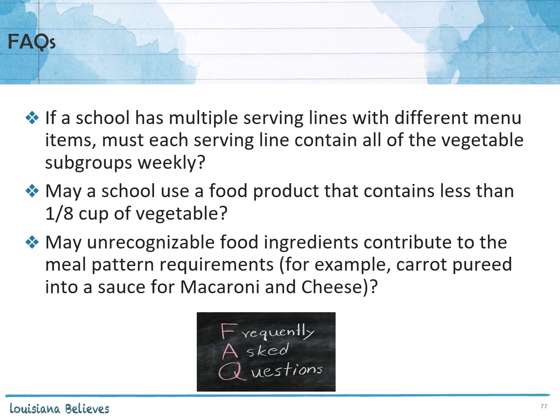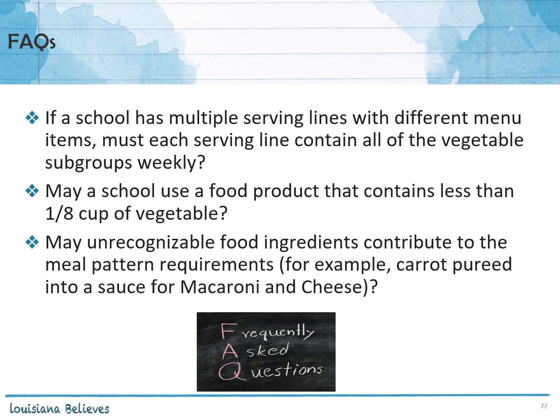If a school has multiple serving lines with different menu items, must each serving line contain all of the vegetable subgroups weekly? Yes. This ensures that all students have access to all vegetable subgroups throughout the week, regardless of the serving line selected. A solution would be to offer a salad bar at a central location where all students would have access.